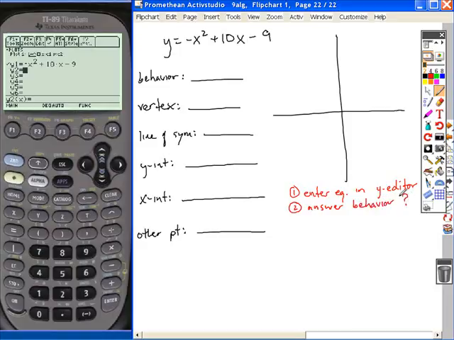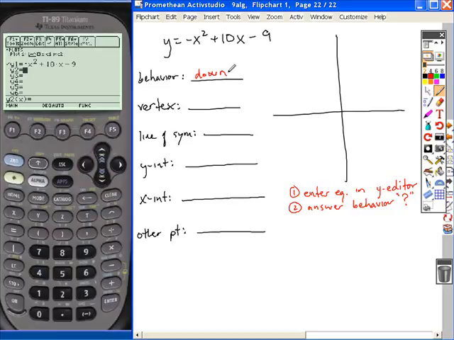Okay, because you should be able to answer the behavior question without referring to your calculator. Okay, is this graph going to open up or down? It's going to open down. It's a negative leading coefficient. So you know your graph's going to open down.